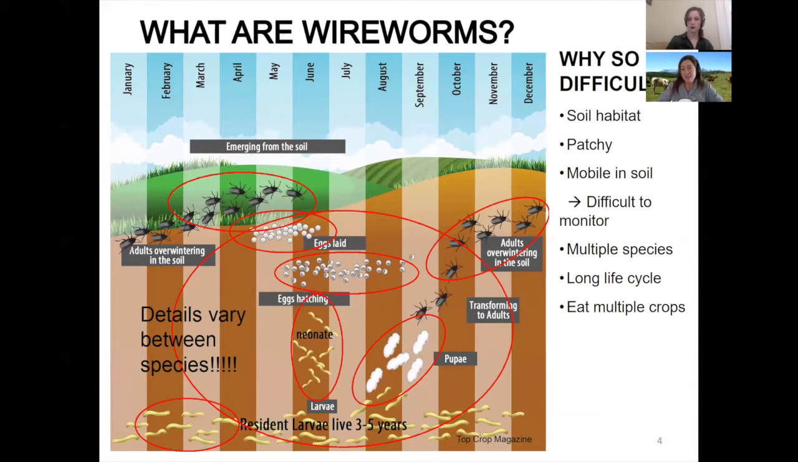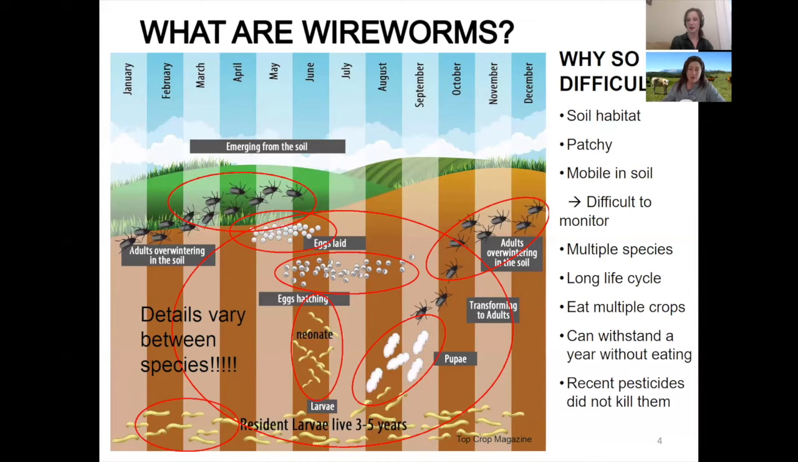So crop rotation is not very effective if you're trying to reduce these things. They can also take a year off without eating if they don't like what you planted this year. Or even if you go into fallow for a year, they can take a year off, go deep into the soil where it's dark, moist, and come back next year. And until recently, pesticides haven't killed them. So in certain fields that are good habitats, the wireworm numbers have been just climbing up and up and up and up because there's been nothing to knock them back.